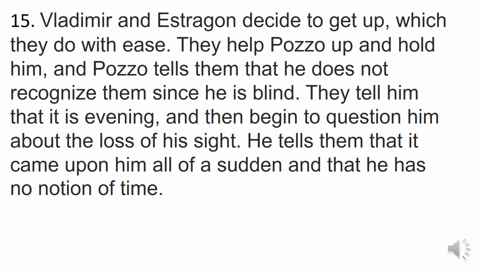Vladimir and Estragon decide to get up, which they do with ease. Now all of a sudden they can get up. They help Pozo up and hold him, and Pozo tells them that he does not recognize them since he is blind. They tell him that it is evening and then begin to question him about the loss of sight. He tells them that it came upon him all of a sudden and that he has no notion of time. Okay, so it's never really explained what has happened, but time we know is a very profound theme within the play. Waiting, passing time, yeah, doesn't know.